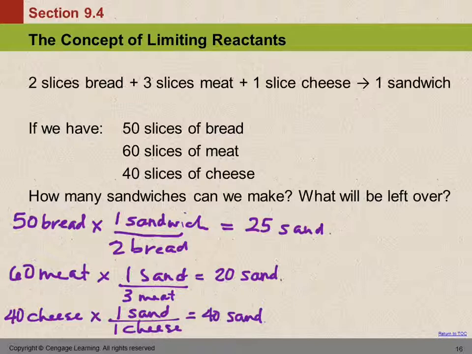No, you can't, right? No, it's not going to work, because you ran out of one of the ingredients. The ingredient that gets used up is called the limiting reactant because it limits the amount of product. And this sort of situation when you're cooking is pretty common. It's really rare to have exactly the right amount of each ingredient.